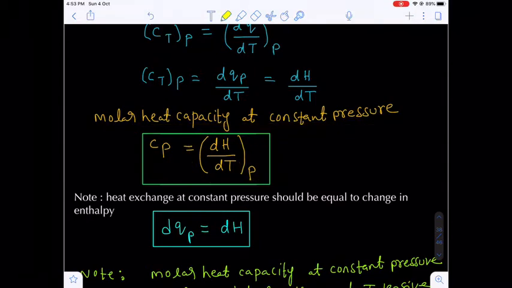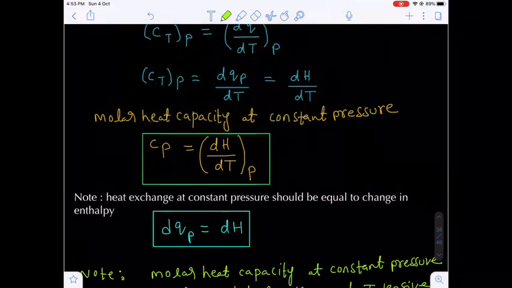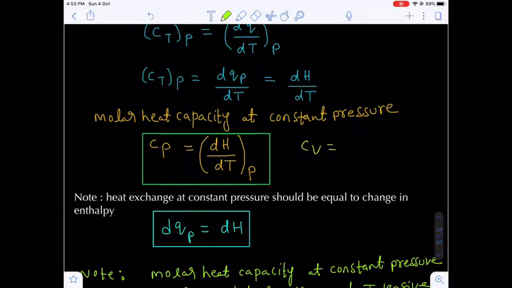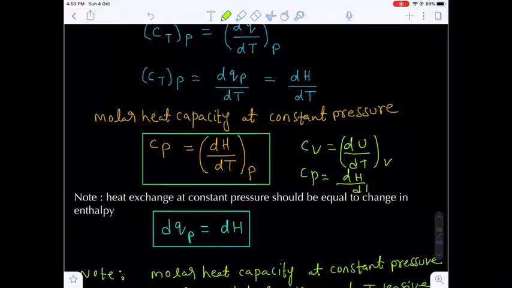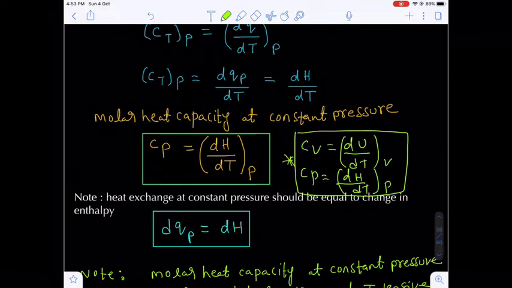So once again I am writing this formula because this is very important. What is the Cv formula? Cv is equal to dU by dT at a constant volume. What is the Cp formula? dH by dT at a constant pressure. So these are two very, very important formulas. This is very important because in the next thermodynamic properties we have to discuss internal energy and enthalpy, where these two values are useful.